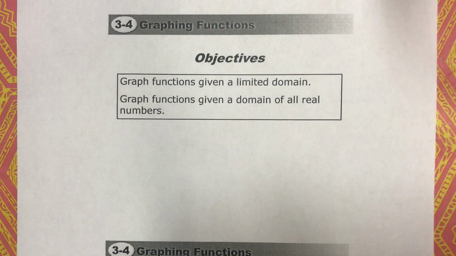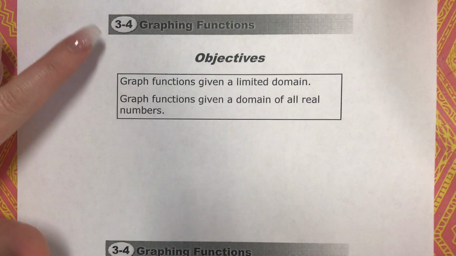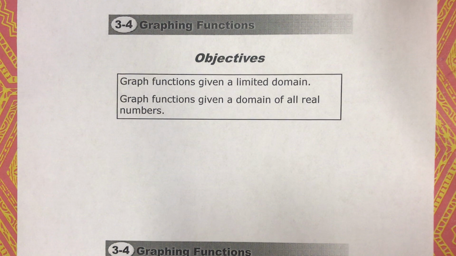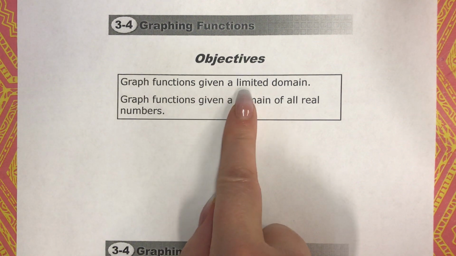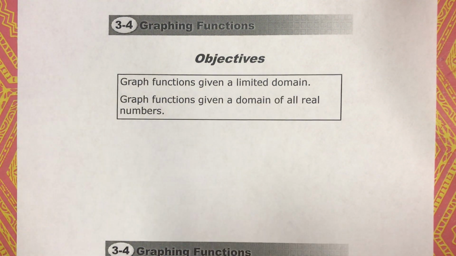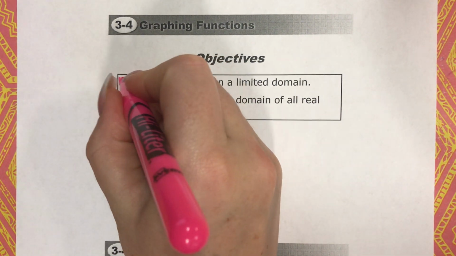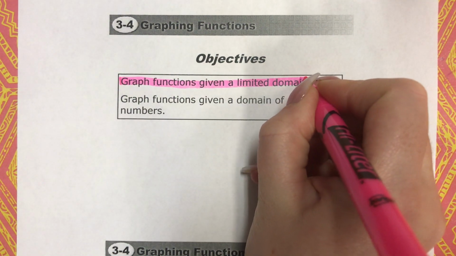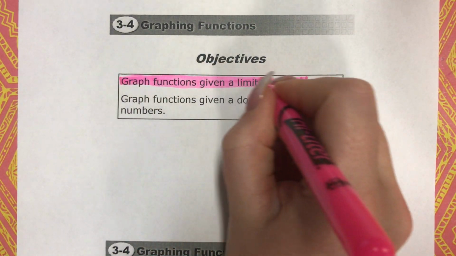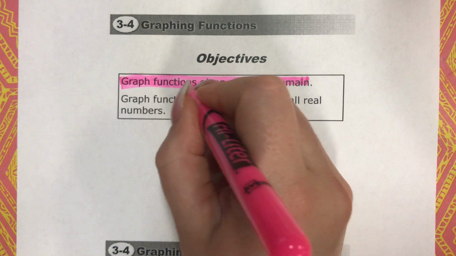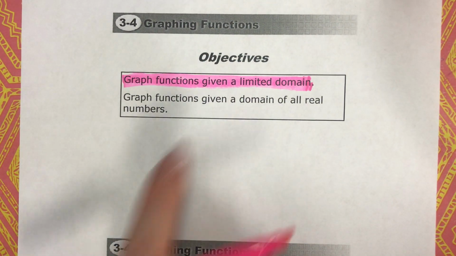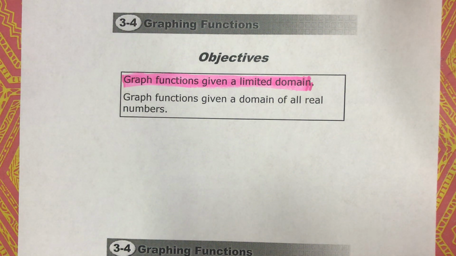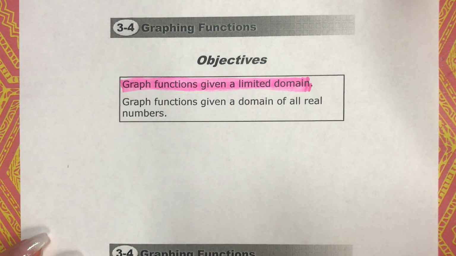Hello everyone. Today we are discussing Chapter 3, Lesson 4, Graphing Functions. So the objectives for today are to graph functions given a limited domain. And limited means it's not the whole domain, right? It's just a little portion of the domain. And then also to graph functions given a domain of all real numbers.